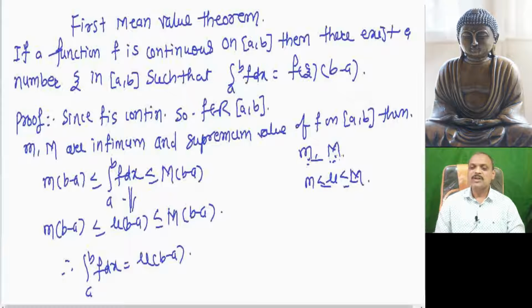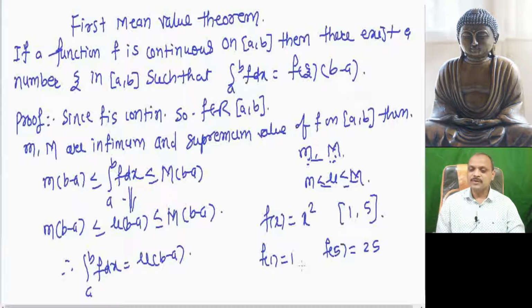But what are capital M and small m? They are the supremum and infimum of f. For example, if my function is f of x equal to x squared between the limits 1 to 5, then f of 1 is equal to 1, f of 5 is equal to 25. So between 1 and 25 there are a number of values. If we take 16, which lies between them, then f of 4 is equal to 16, and 4 lies between 1 and 5.